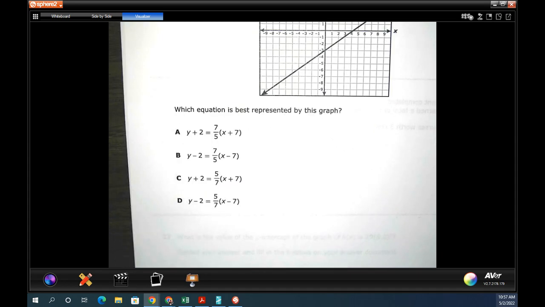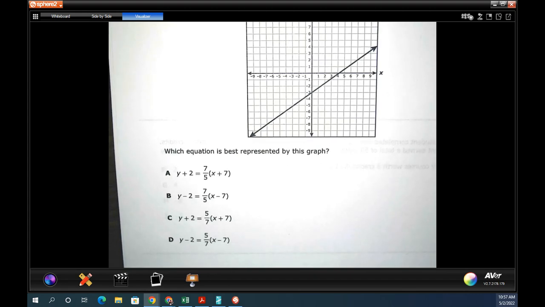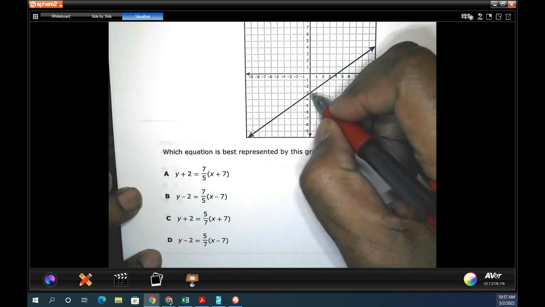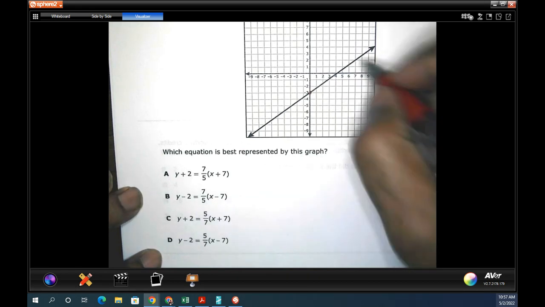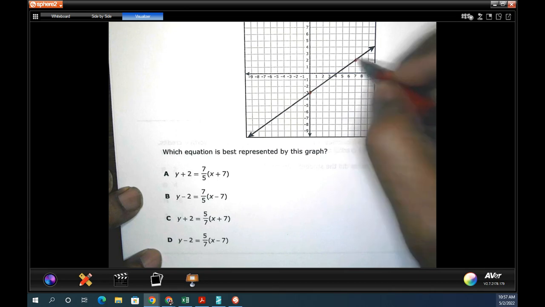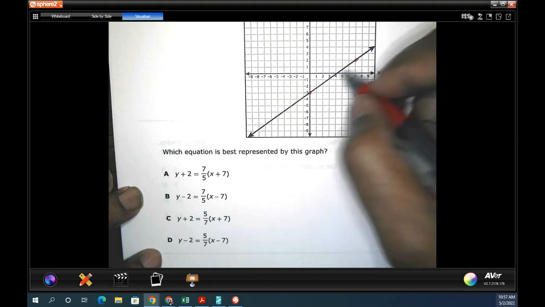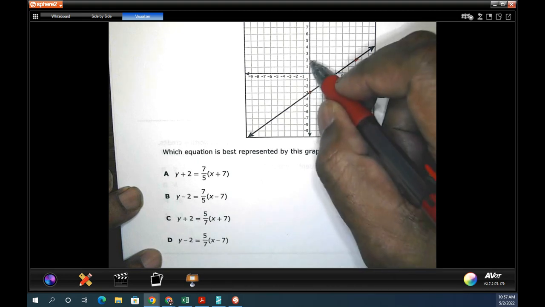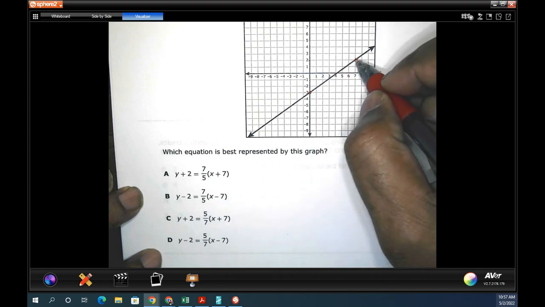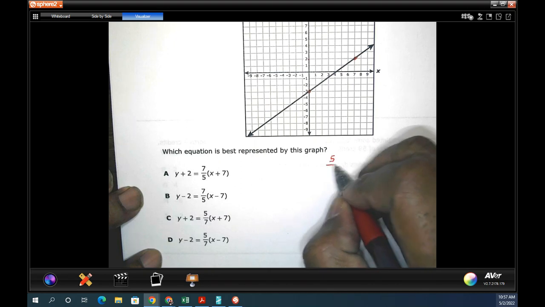Point slope form. It says which equation is best represented by the graph. This is in point slope form. Here's the thing. Find 2 points. It goes through here, and it goes exactly through here. Y'all can't tell on y'all's, but it doesn't go through 4 on the x-axis. So this one goes up 5, right 7. Find your slope, 5/7.